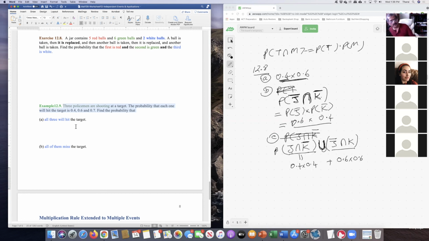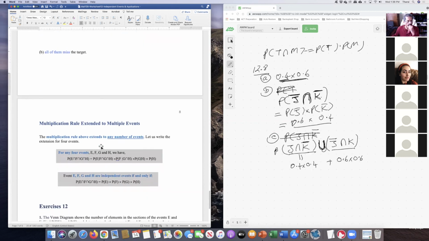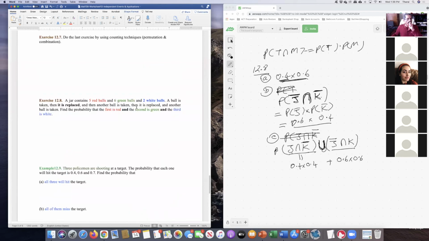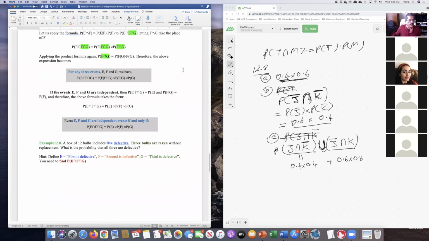Okay, so that's basically all you need to know in this part. I already told you it extends to any number of events. That's all we need to know here. The only thing I didn't explain is how this works, and I wasn't planning to give you any problem on that in your homework or test. It's a little bit too complicated for this class.